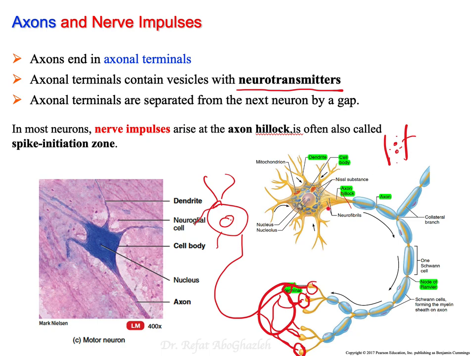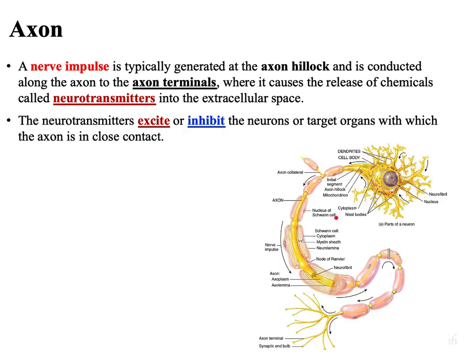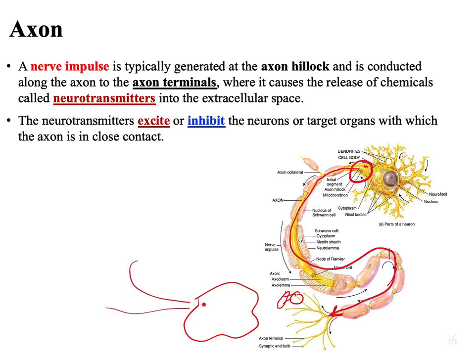Anyway, again, I would like to reiterate that the nerve impulse arises at this cone-shaped region, what we call the axon hillock, and sometimes it's called the spike initiation zone. So the nerve impulse is generated here at the axon hillock and transmitted through the axon all the way until it reaches the axon terminal, as you follow the arrows. Then a neurotransmitter is released into the extracellular space to trigger the next neuron, and so on and so forth.